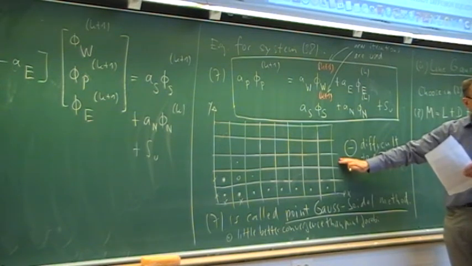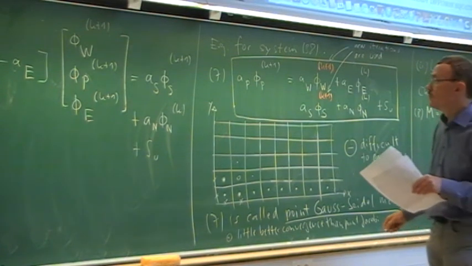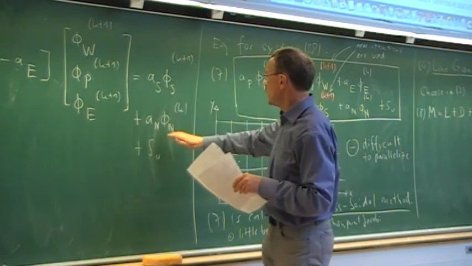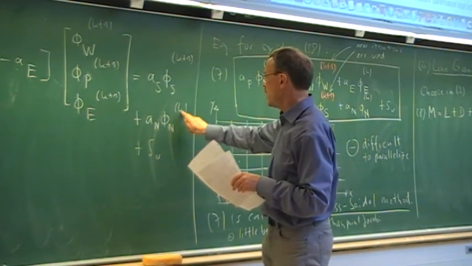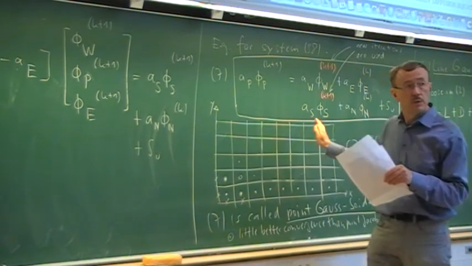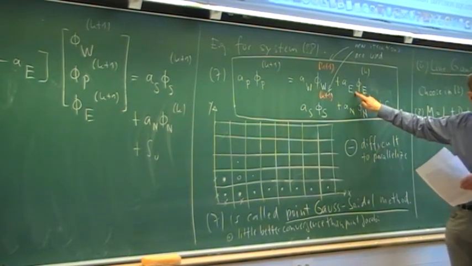Yes? Shouldn't the S be in K, or is it K plus 1? Where are you? Right side of the equation. AS K plus 1, okay. AN phi N K, SU. Okay, sorry, it's okay. So this is just the same as here. There is no change. The change is this. Only this. This is at the new iteration.